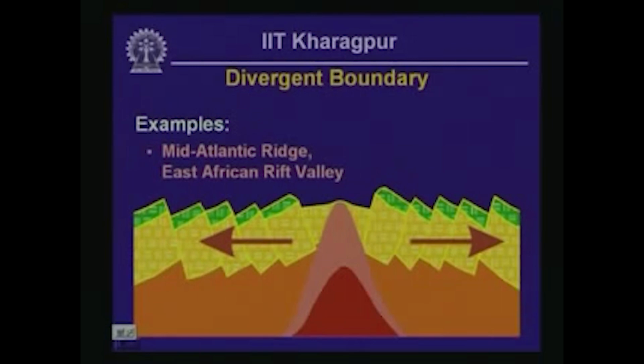At the divergent boundary, the temperature is so high that the rock, even in the lithosphere, is quite ductile, and as it gets pushed away from the center of spreading, it cools off and solidifies.